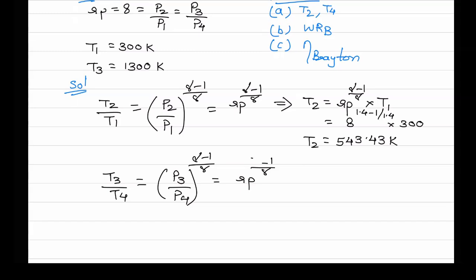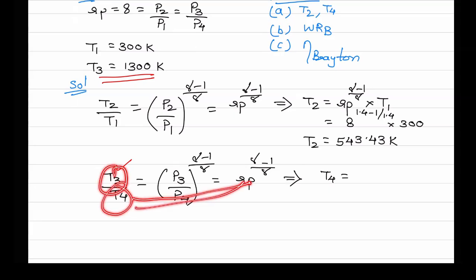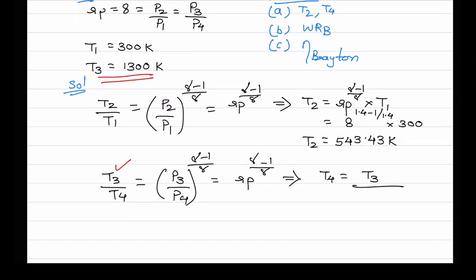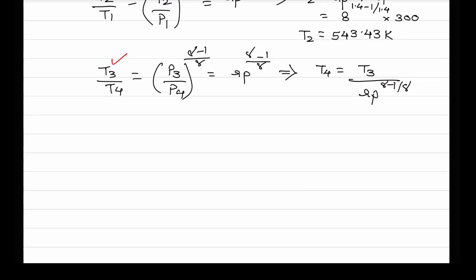So from here, I want to find T4. The T3 value is already there with us. This is the T3 value. So I need to find T4. T4 is equal to, I can take T4 on this side and I will get T3 upon Rp raised to gamma minus 1 upon gamma. So T3 upon Rp raised to gamma minus 1 upon gamma. Now we will substitute the values. I'm audible, right?